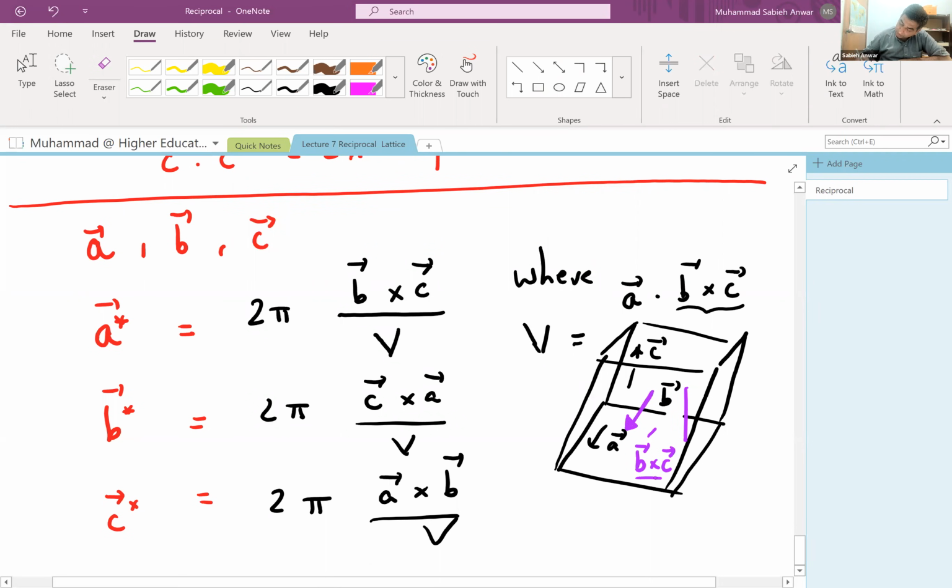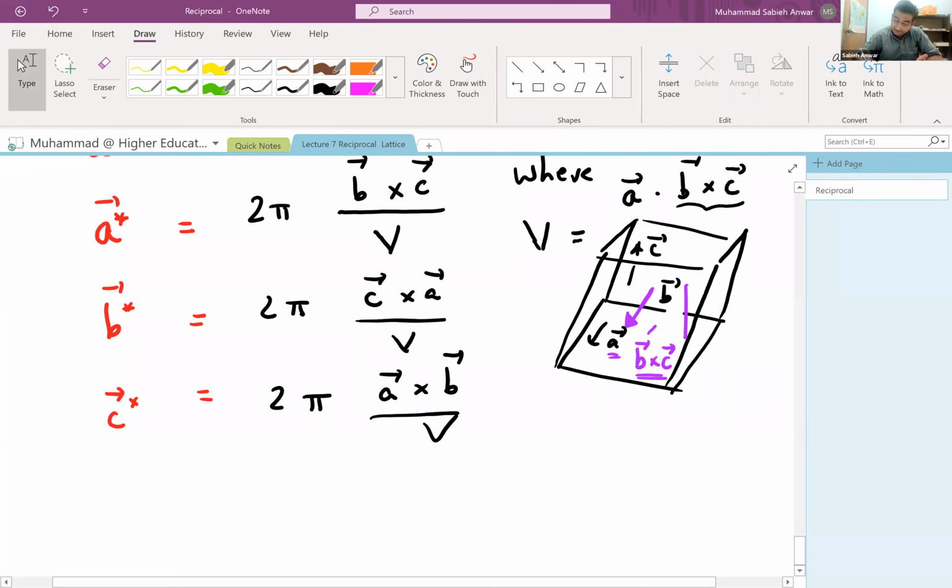And then you form the dot product of this B cross C with A, and these are not necessarily parallel to one another because of the shape of the unit cell, but you form the dot product, you get the total volume of the unit cell. If A, B, and C are all orthogonal, as it happens in the cubic, tetragonal, and orthorhombic unit cells, then this volume turns out to be ABC. So the direct volume is A dot B cross C. And this is what goes into the denominator of these expressions.